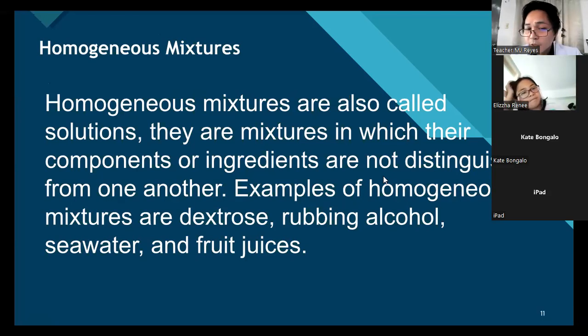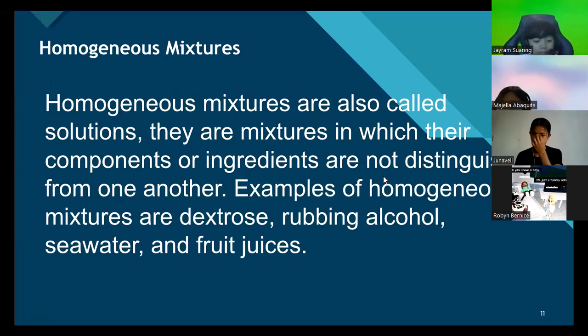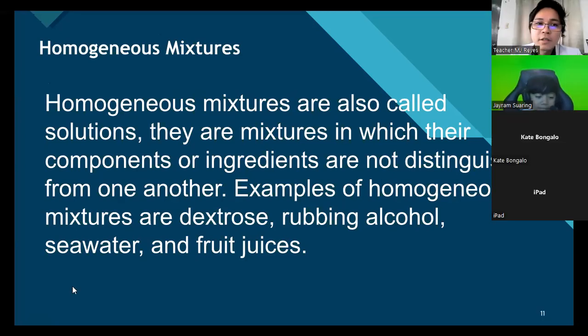Are you still with me? Yes, teacher. Okay, let's continue with homogeneous mixtures. When you say homogeneous mixtures, it means you can only observe one. Homo means one. Homogeneous mixtures are also called solutions because they mix. The components or ingredients there are indistinguishable. They are mixtures in which their components are not distinguished from one another. They appear as one, indistinguishable. That's the term.